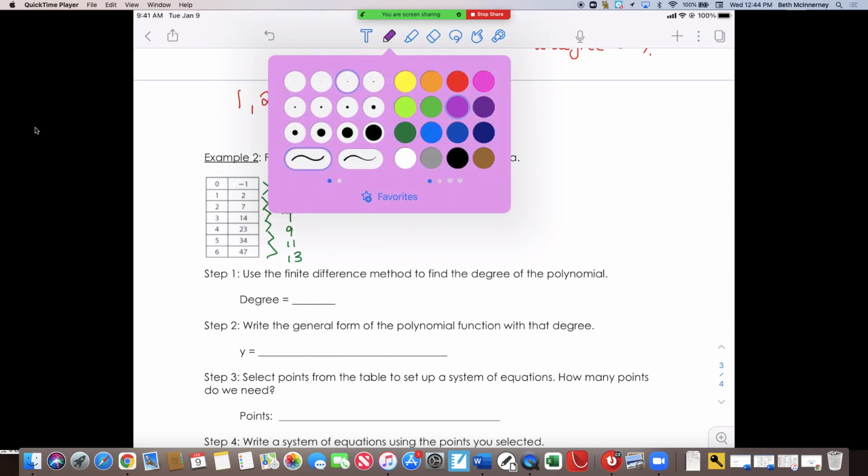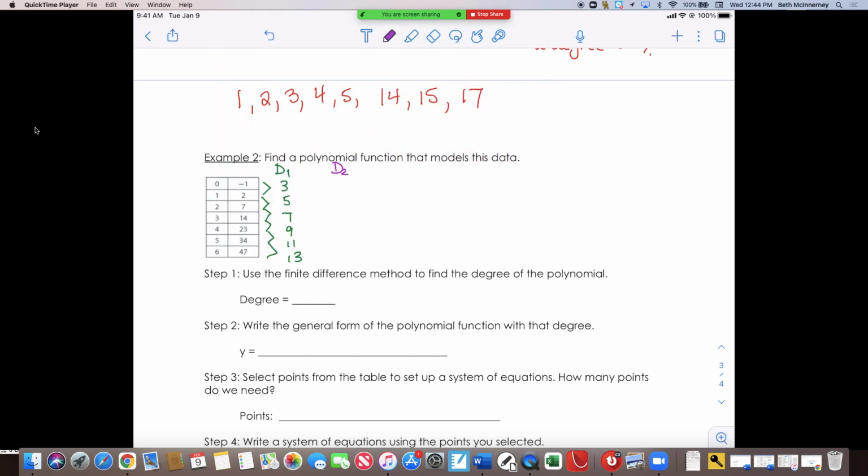So it's not linear. Let's do the second differences. Oh, this one's pretty quick. So my degree is the second degree, or 2.